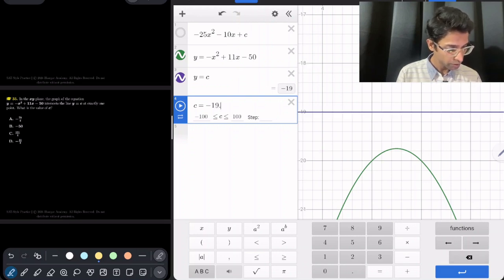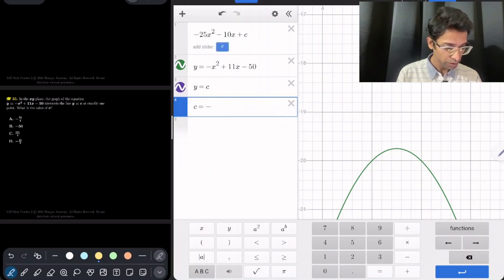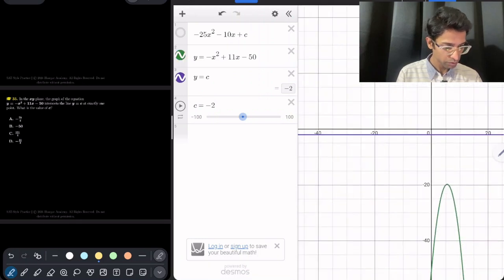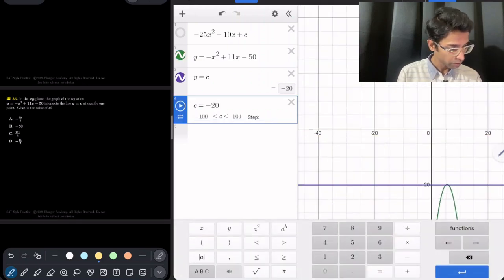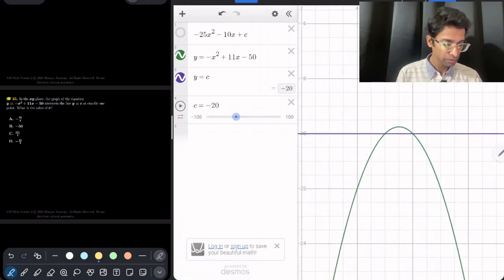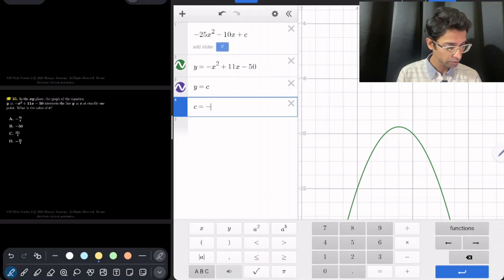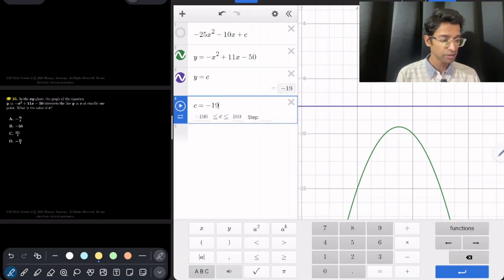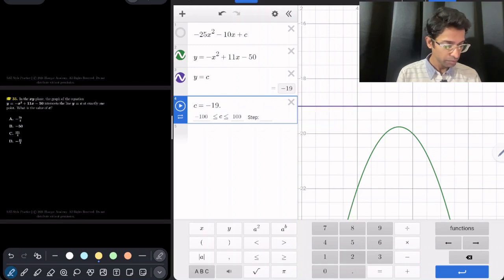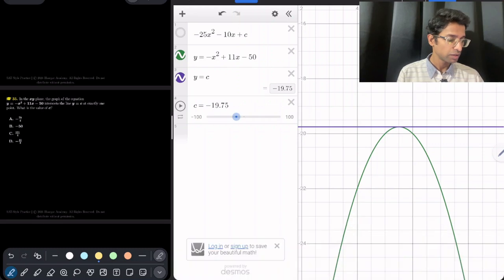So minus 19.5, it's not giving us the answer. Minus 20, where is it? Where is the equation? No, it has gone somewhere else. Sorry, it's not minus 20. Minus 20, we are not getting the answer. Minus 19 as well, we are not getting the answer. So the answer is somewhere in between minus 19 and minus 20. So let's try minus 19.5. No, it's not happening. Let's try minus 19.25. It's not happening. So let's type minus 19.75. Yes, I think this is the answer. Let's zoom in.